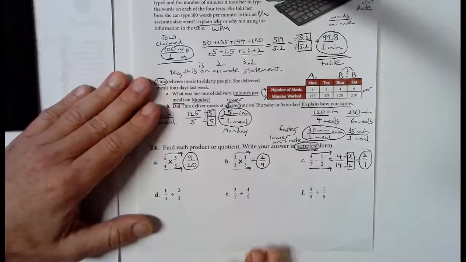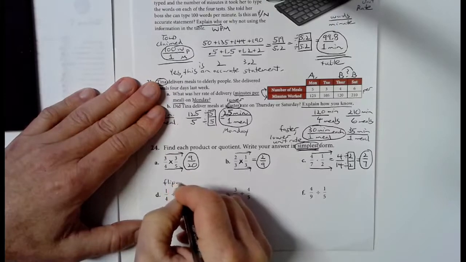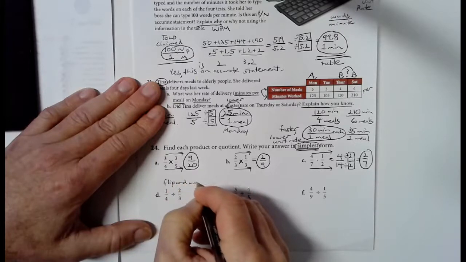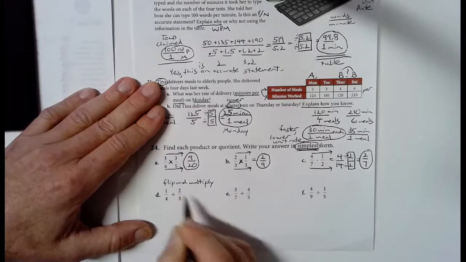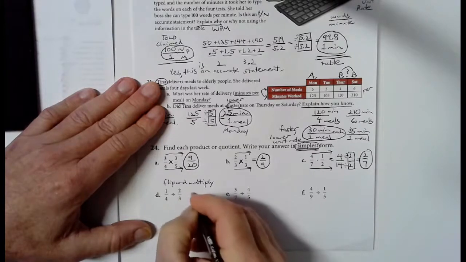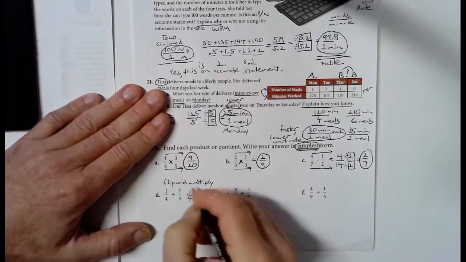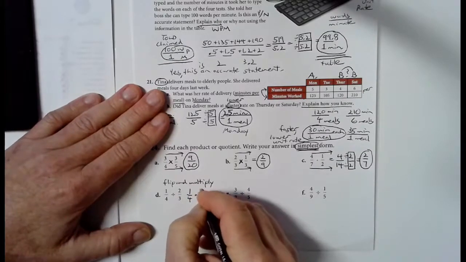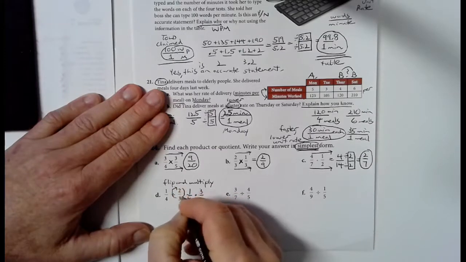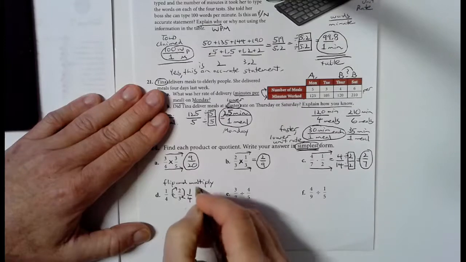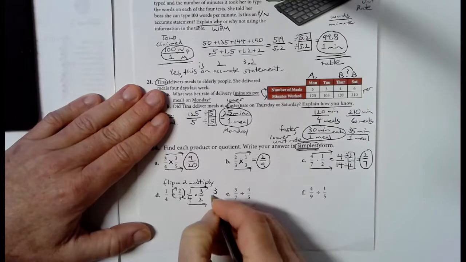And now we're down to the bottom. Here's a strategy. Flip and multiply. In other words, multiply the first number by the reciprocal of the second number. So we change a division problem, which looks kind of scary, and we change it by flipping. Now we just multiply straight across. I get 3/8.